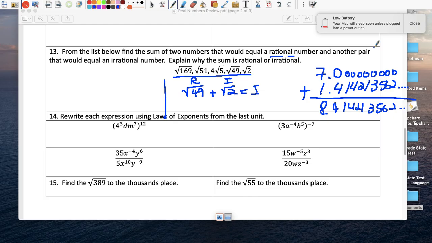Will I still get a decimal that goes on forever and ever and doesn't repeat? Yes, I do. So the sum of this particular rational number, 7, the square root of 49, plus the square root of 2 is an irrational number, because my sum is still a decimal that's non-terminating and non-repeating.